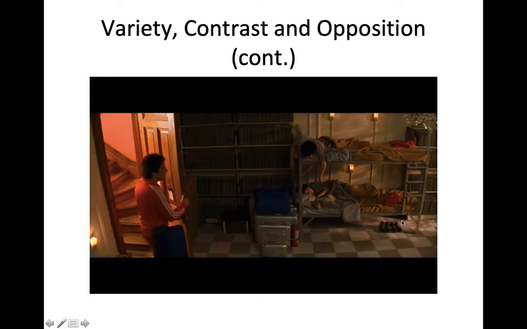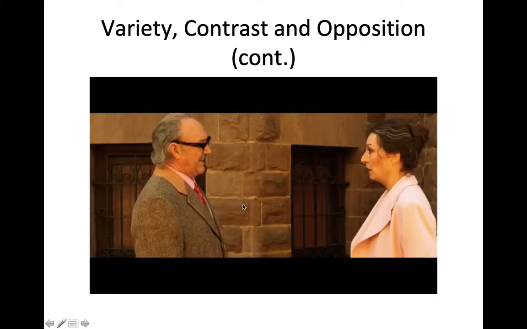Here are more examples. I know I already showed you guys this still, but again, this is an example of variety, contrast, and opposition, that this half of the room is opposing this half of the room. We have such variety in the architectural elements that we see on screen. I've already talked about this one. This is another one. This is a great one, okay?